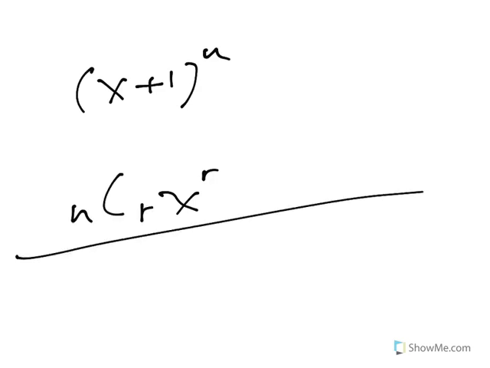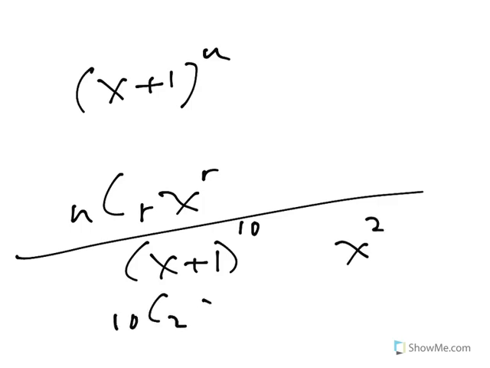In general, if I have x plus 1 to the n power, the x to the r power, its coefficient is going to be n choose r. So if I say x plus 1 to the 10th power, and I want to know the x squared term, it is going to be 10 choose 2 times x squared.